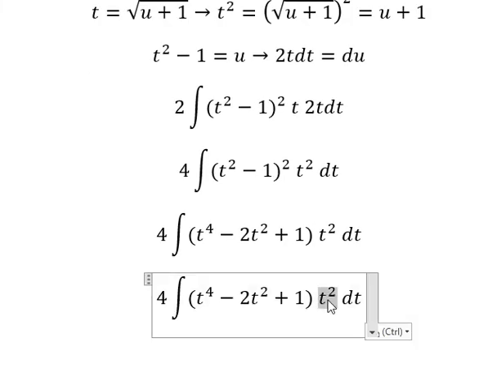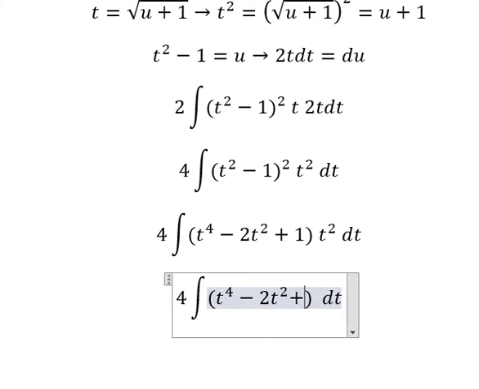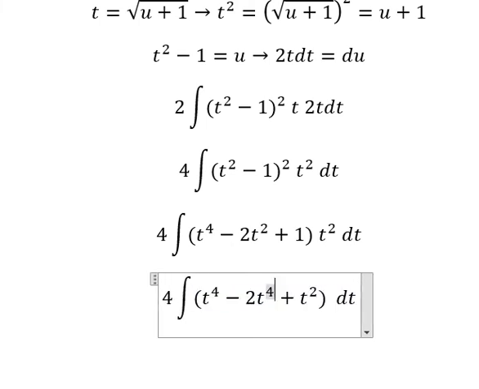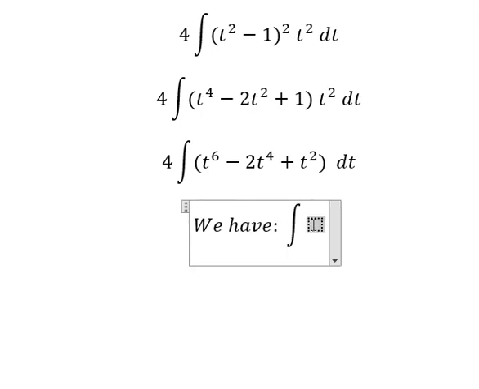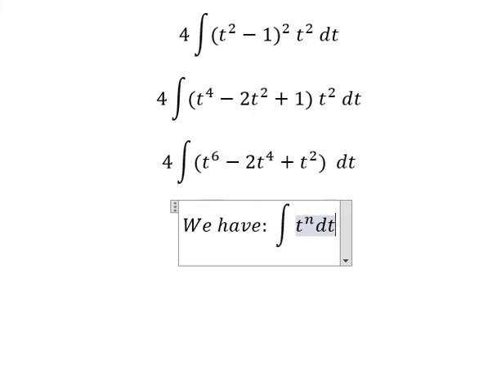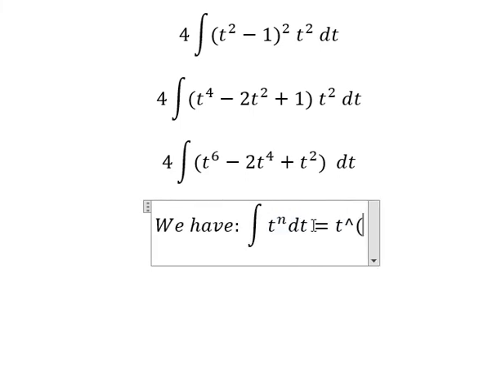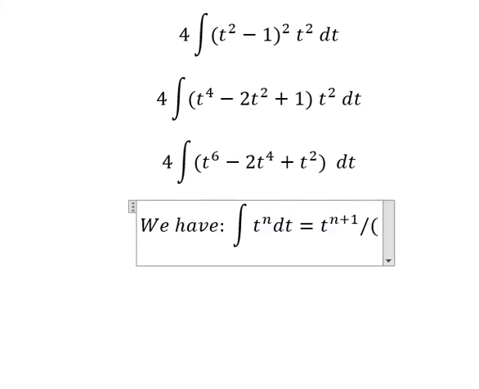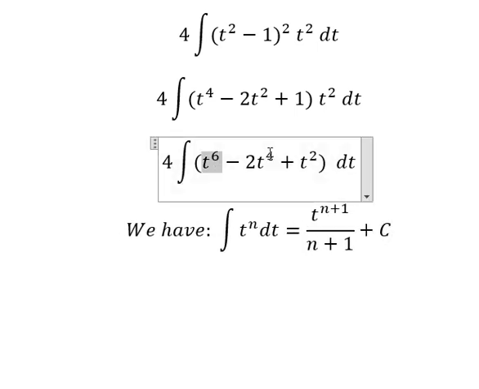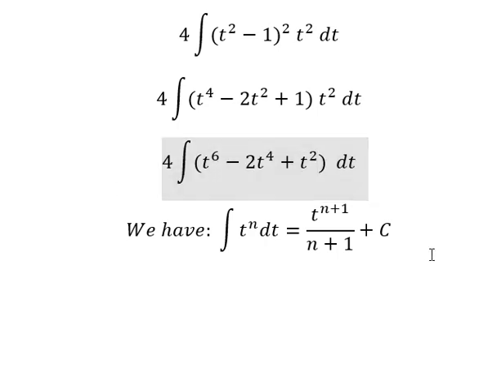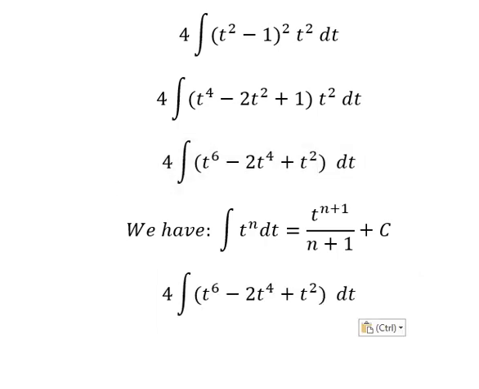Next, t squared multiplied by t to the power of 4, t squared and number 1. And now we apply the formula in here. The integration of t to the power of n dt gives t to the power of n plus 1 over n plus 1, and we put capital C. Now we can apply the formula for here, here and here. And you get the final answer.